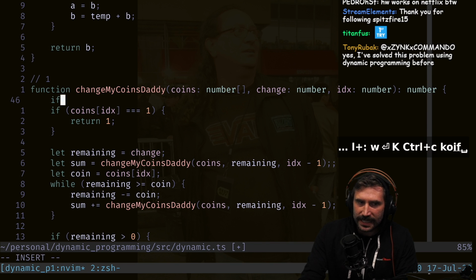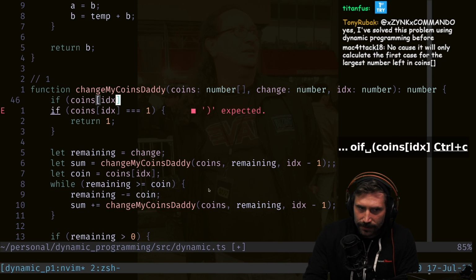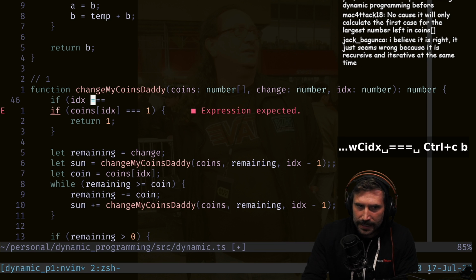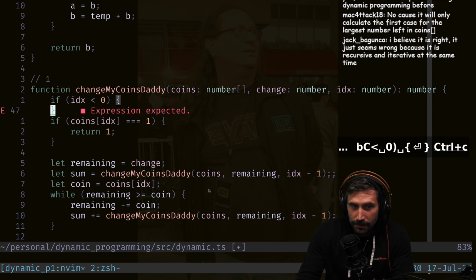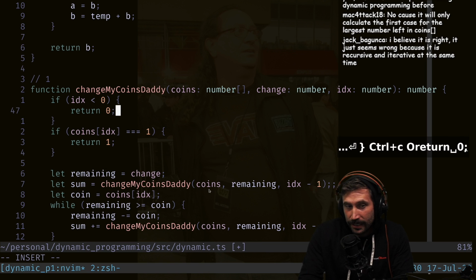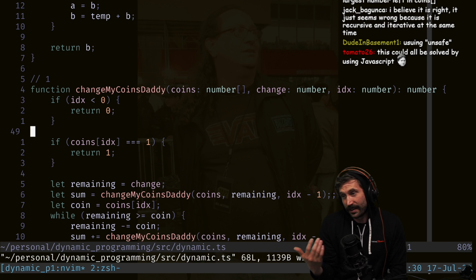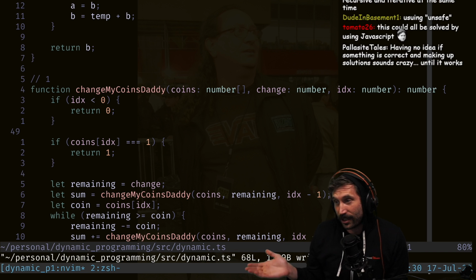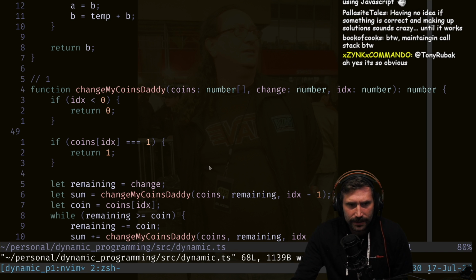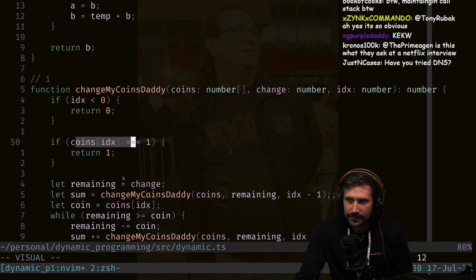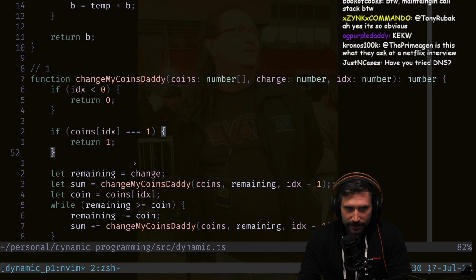We're going to go like this. If coins IDX is less than 0, I'm not exactly sure how we got here, so we're just going to return 0. That seems like a stupid way. But it could happen based on my current thing, right? It shouldn't actually happen. This should technically never happen.